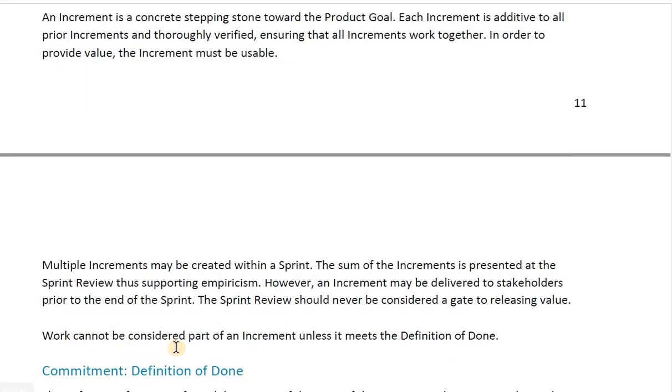Work cannot be considered part of an increment unless it meets the definition of done. Whenever any work does not meet the definition of done, that does not become an increment. Whenever we consider any work as an increment, it must meet the definition of done.